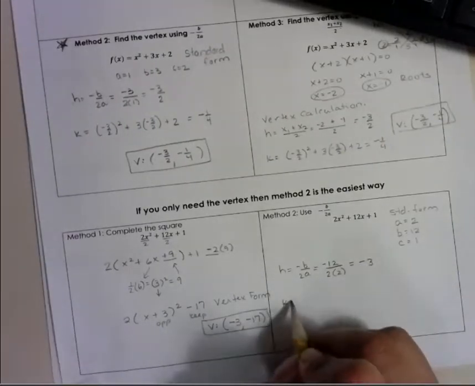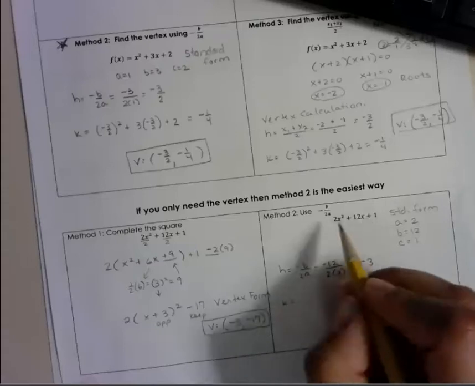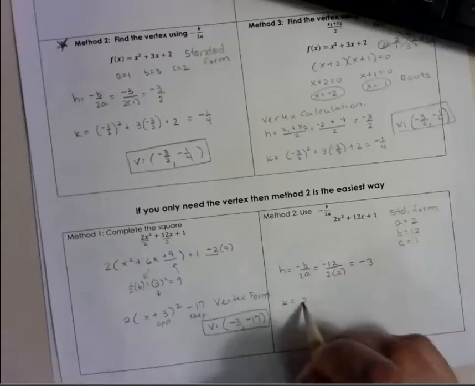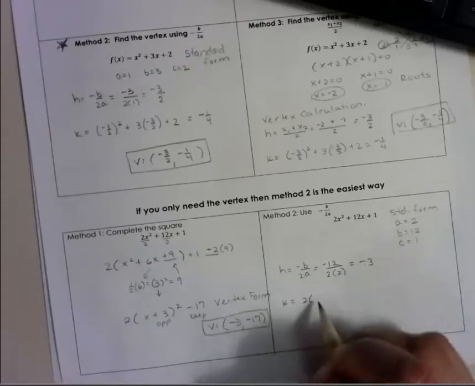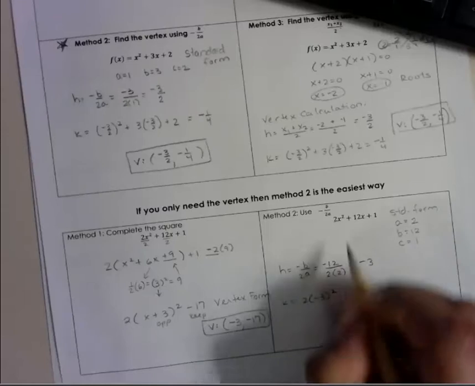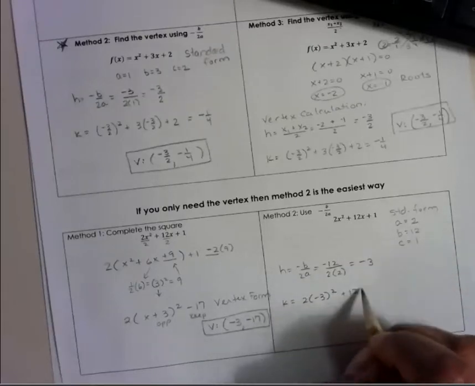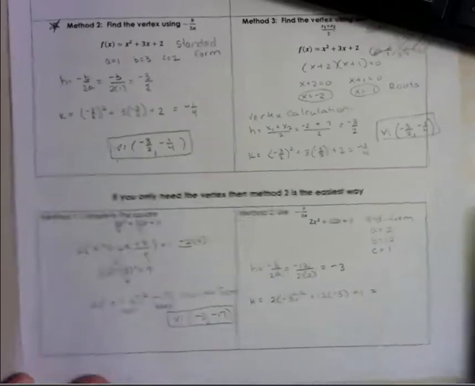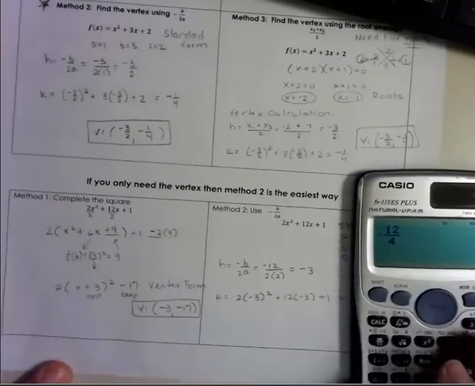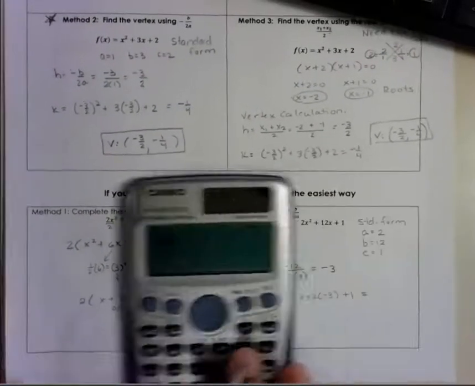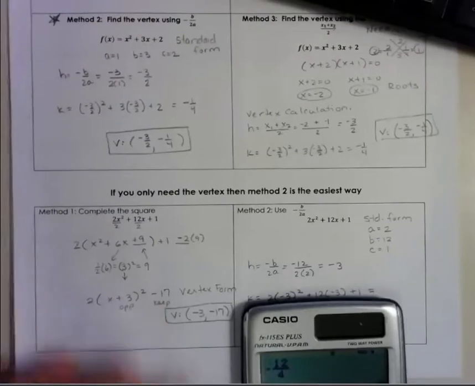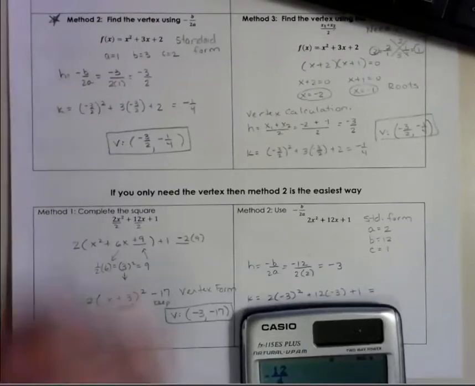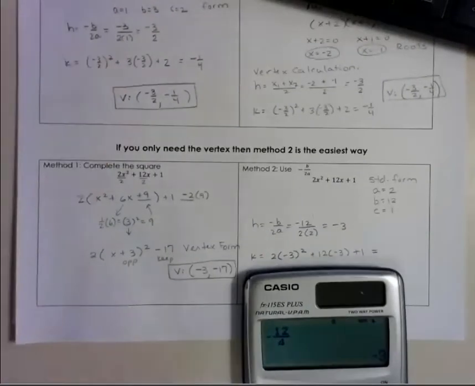And then to find k, we're going to plug it into the function. So the function is 2 times the value that you're plugging in, squared, plus 12 times the value that you're plugging in, plus a 1. And just type that into your calculator. Make sure the calculator is on screen. Trying to get some light on my calculator screen. Okay, you should be able to see there.